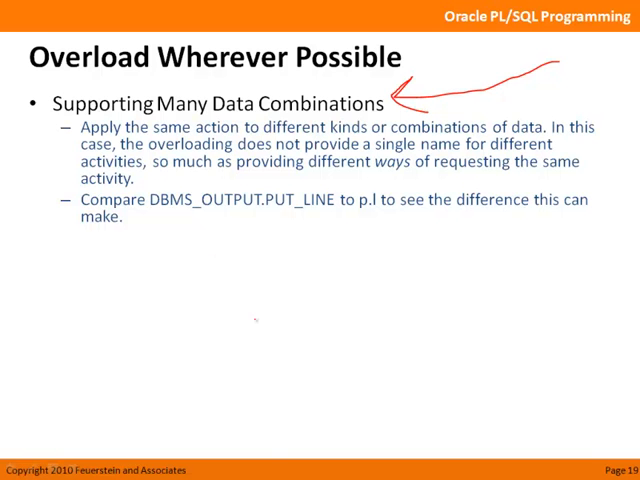Classic scenario would be DBMS_OUTPUT.PUT_LINE. Unfortunately, it's actually not overloaded. It just takes everything and converts it to a string. And if it can't convert to a string, it can't use it. We'll compare that to p.l, my replacement for DBMS_OUTPUT.PUT_LINE.